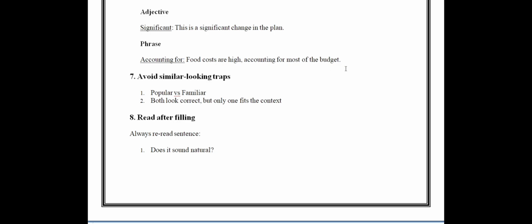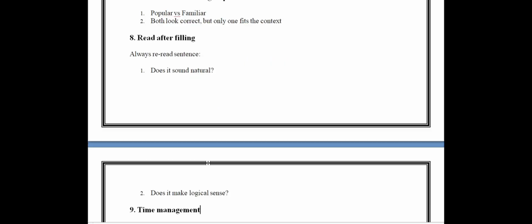Right. Then it is, avoid similar looking traps. The words popular and familiar look very much the same, so don't fall into this trap. Both look correct, but only one fits the context. And to understand that context, the group words, the collocations, are essential. Right. Read after filling. Always reread the sentence. Put your questions like this: is it going in a natural way? Is it making any logical sense?